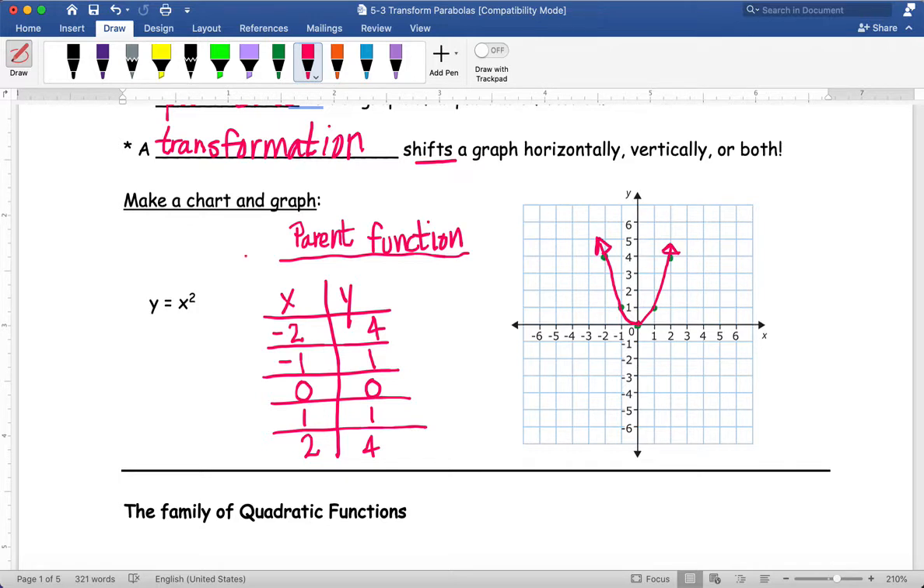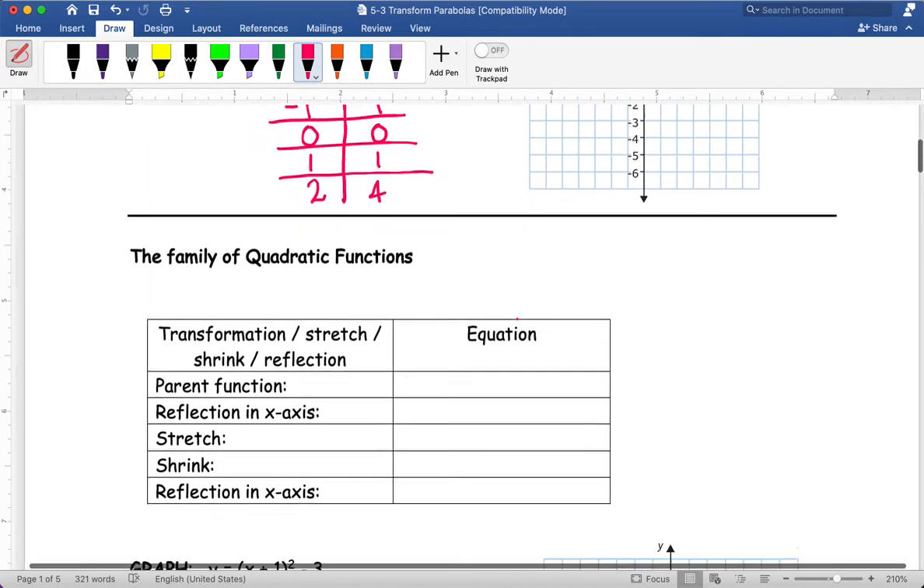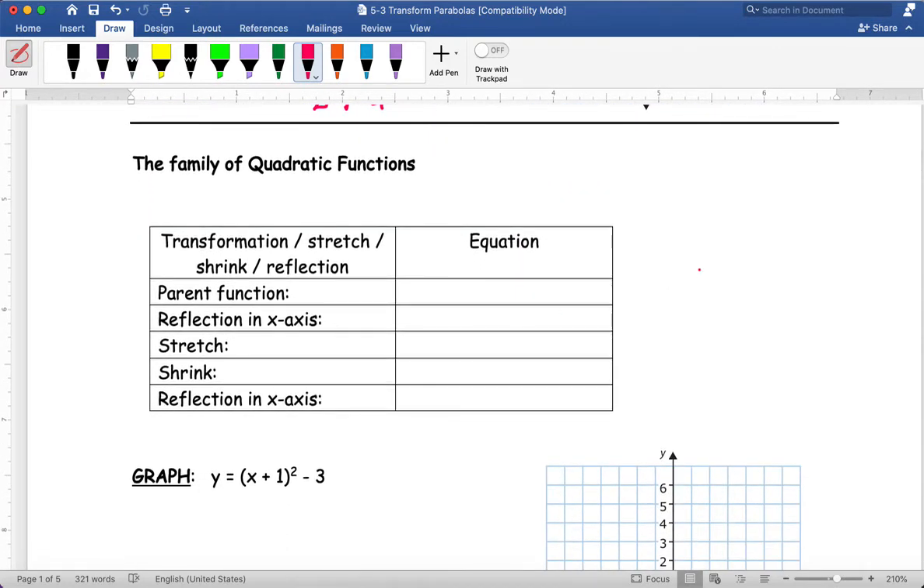Now, we want to know what happens to the looks of the equation when we're moving this vertex left or right, up or down, or both, maybe to the right and up. We've seen this before with the absolute values. Let's take a little review. The family of quadratic functions. The parent function is going to be y equals x squared. Sometimes you see this as f of x equals x squared.